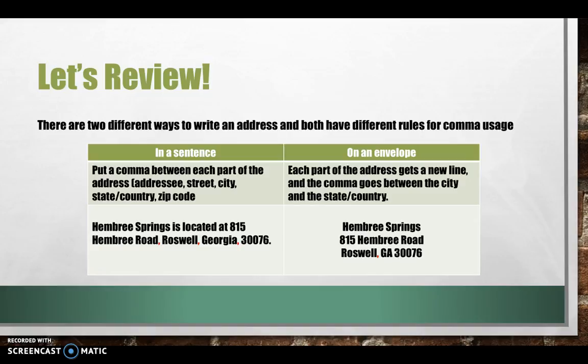So, if I were writing a letter to Hembry Springs, I would put Hembry Springs. The next line would go 815 Hembry Road. The third line has Roswell, Georgia, 30076. And you can see there's one comma in there after Roswell, which is between the city and the state.